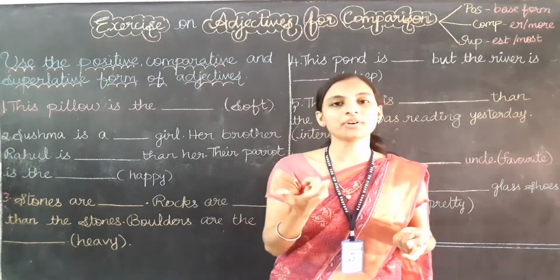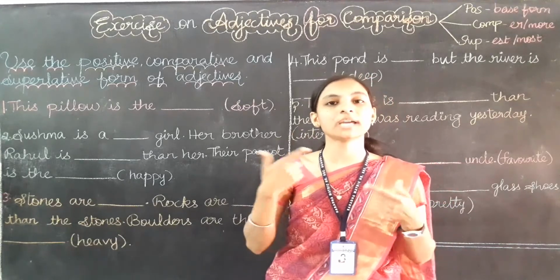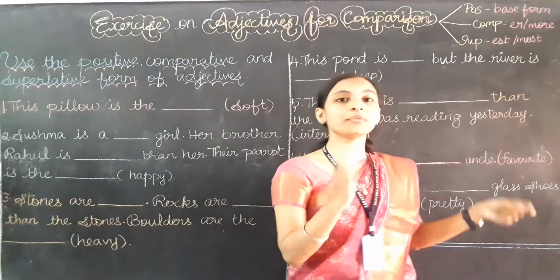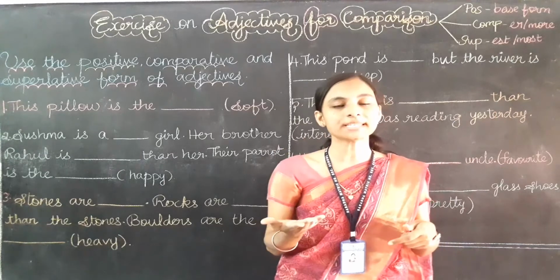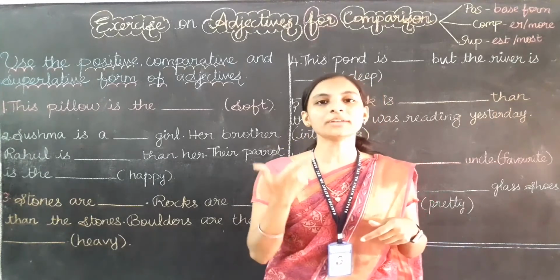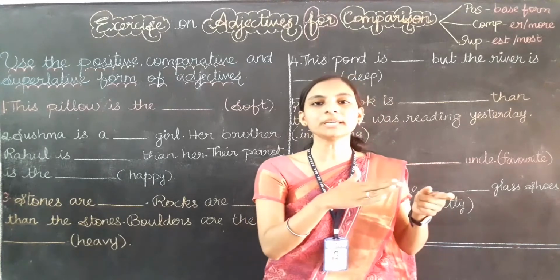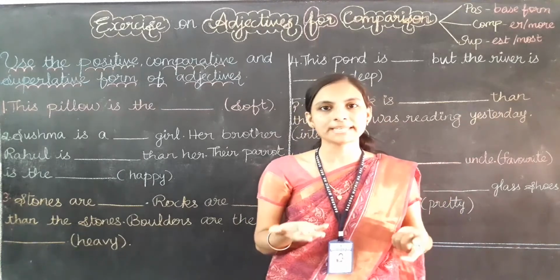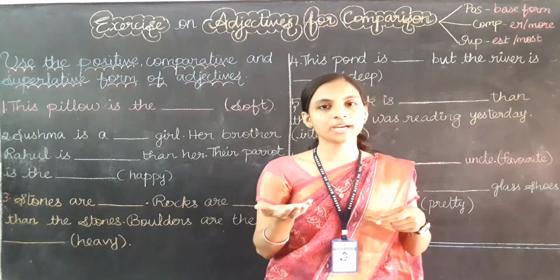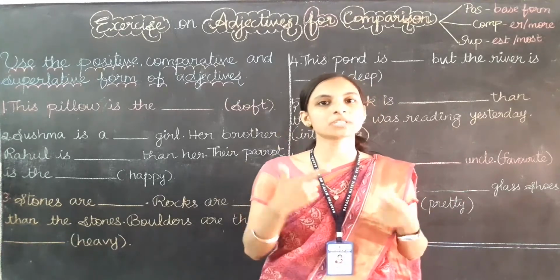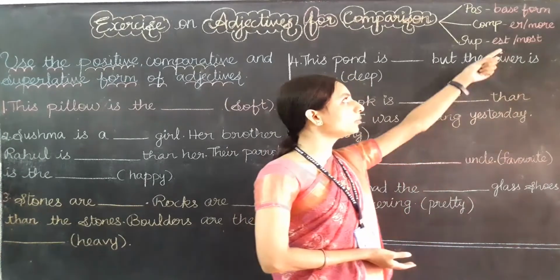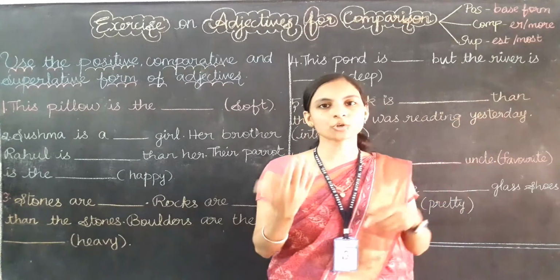Suppose if the adjective is a big word, we add more before the adjective. Example, interesting. Interesting is a big word. Am I right? So in this word we add more before the adjective only for comparison. So for comparative degree we add er at the end of the adjective if the adjective is a small word. Suppose if the adjective is big, then we use more before the adjective to show the comparison.